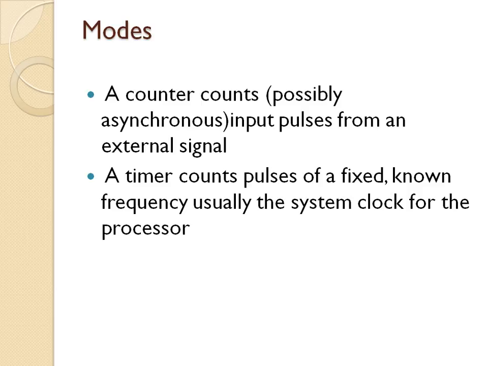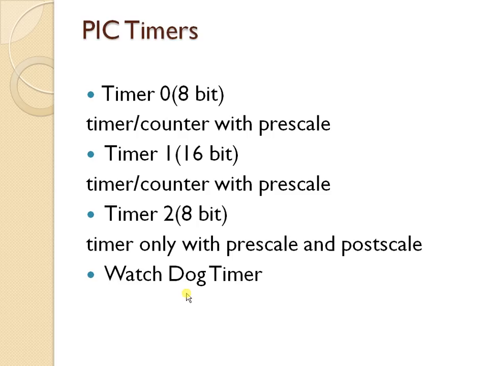But what happens internally in these two modes? The counter counts the external pulses given through some counter pins, and the timer counts the internal pulses. It means whatever clock we are giving to the processor, those pulses are counted by the timer. So the counter counts external pulses and the timer counts internal pulses.